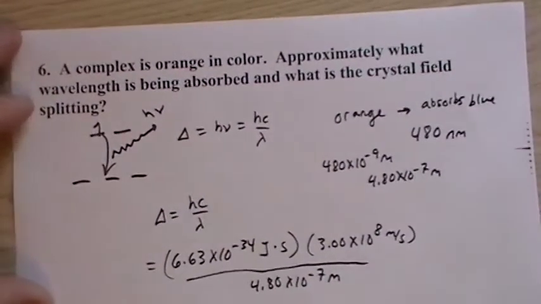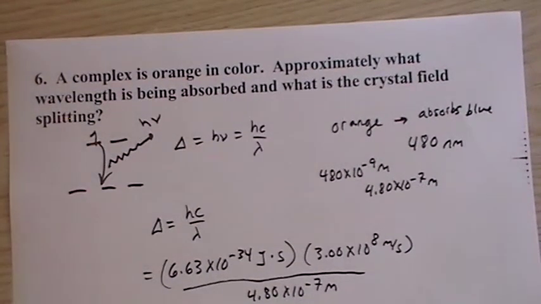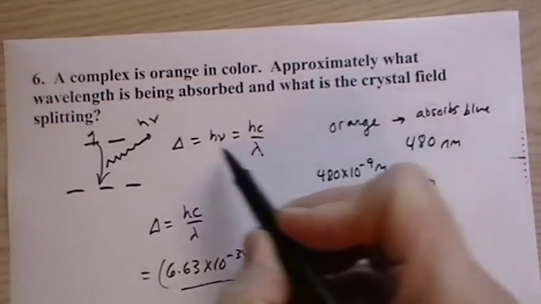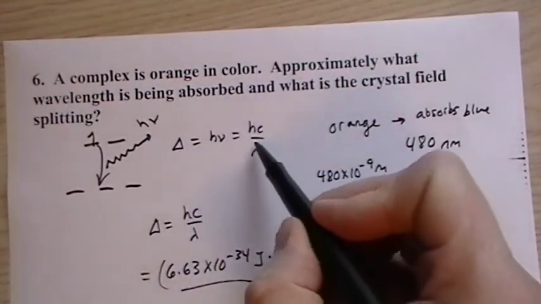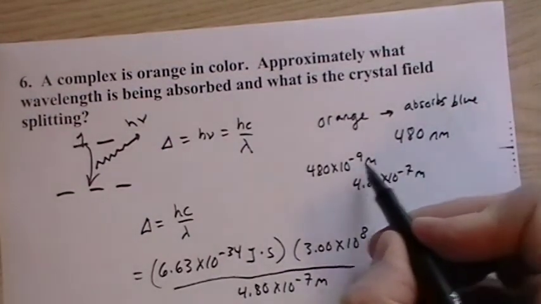So let's see what they're asking. A complex is an orange color. That means that its complementary color was absorbed. If you look in the table that we have here, and I may give you this table if I ask this kind of question, but most likely I usually just give you the crystal field splitting or the wavelength and ask you to find the other one. But orange light means that the color that was absorbed was blue, which is 480 nanometers. So from the table I got that.